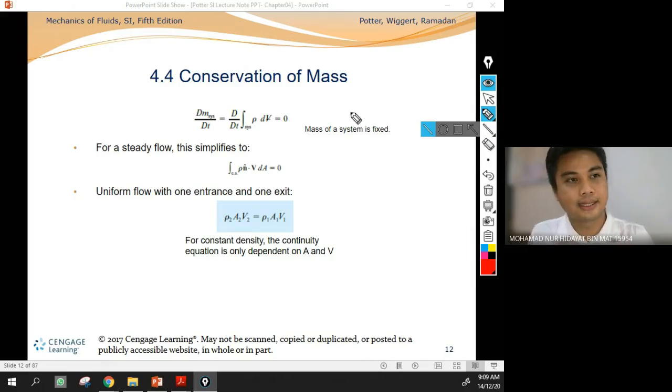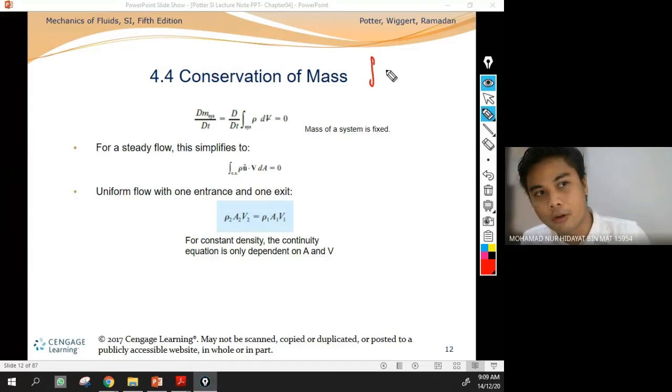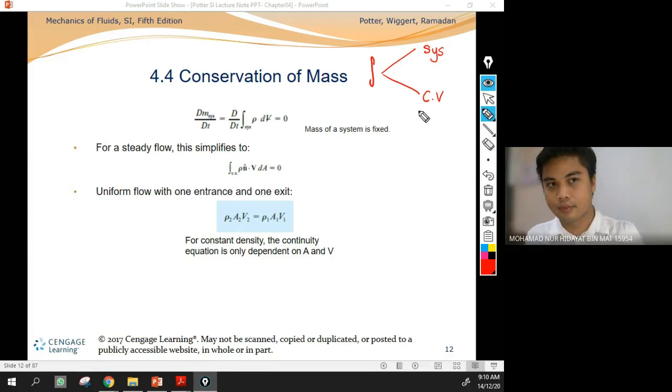Remember our last class, we learned about the integral form. In the integral form, we have two types, right? We need to solve, which are the system and the control volume. So what are the differences between system and control volume? Anyone? I think we have discussed previously in the last class, right? What are the differences between those two?